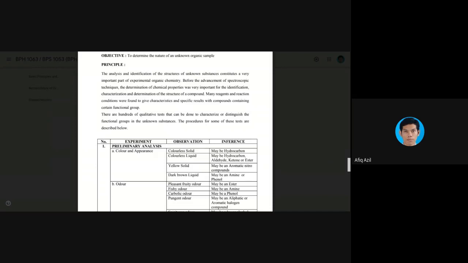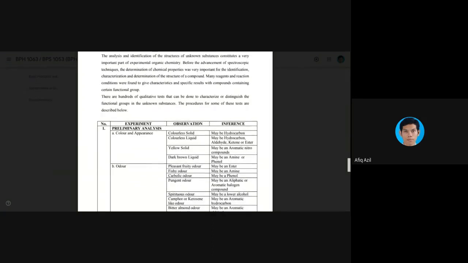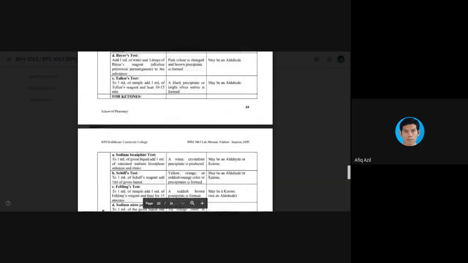if you want to test for a specific functional group, or for the presence of a heteroatom like nitrogen or halogen. But here I have selected a few tests to be included in this practical, so that it covers or reflects some of the functional groups that you have done in theory class. The tests are mainly divided into four different groups.